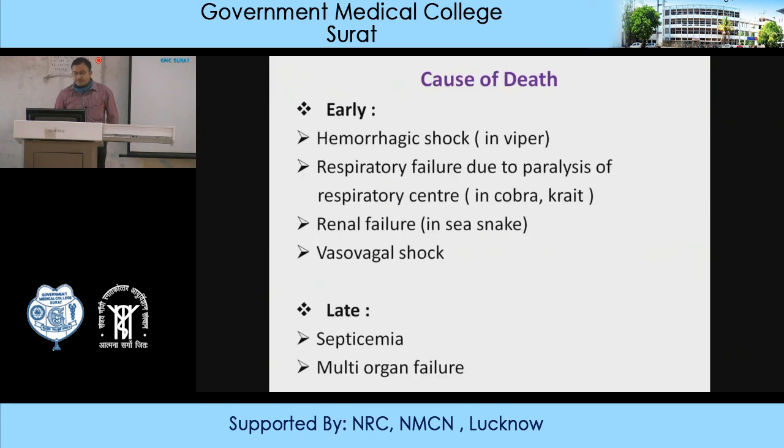Cause of death: hemorrhagic shock in viper; in cobra and krait, respiratory failure due to paralysis of respiratory muscle; in sea snake due to renal failure; vasovagal shock, late septicemia, multi-organ failure.